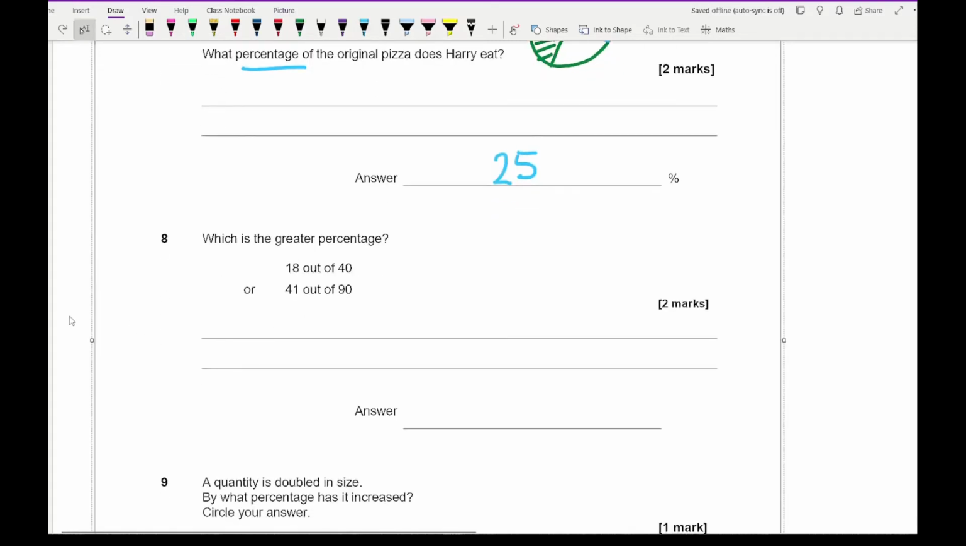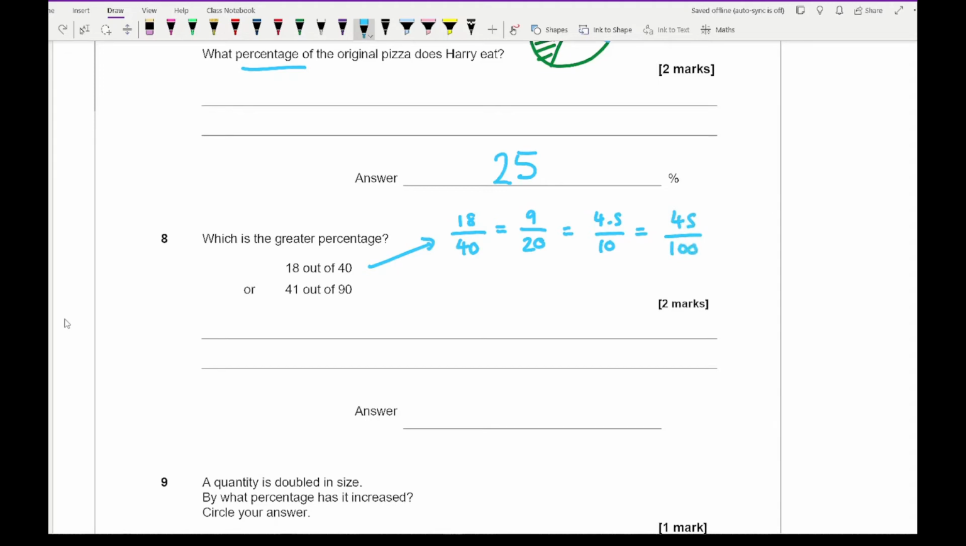Looking at question 8, it says, which is the greater percentage? Now, again, what you want to try and do here is have some comparability. So 18 out of 40. Now, we can simplify that. So we get 9 over 20. And that becomes 4.5 over 10, which becomes 45 over 100, which becomes 45%.